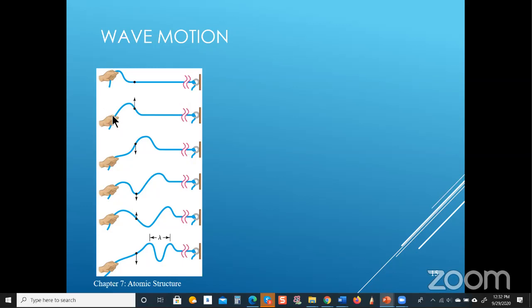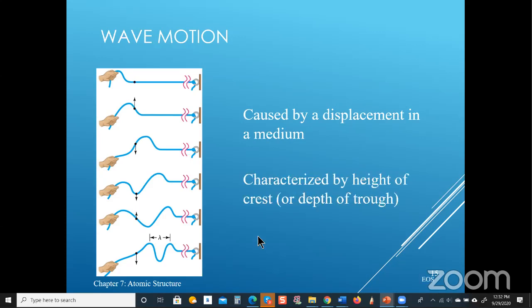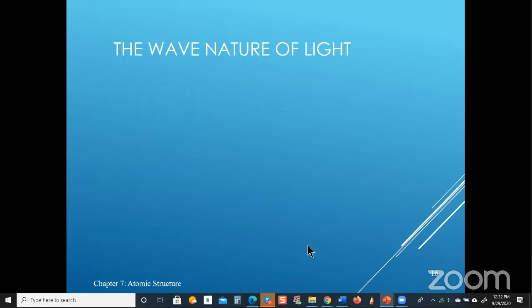Of course, as the wave moves down the rope, the particles of the rope remain basically stationary, excepting in an up and down motion. So if you concentrate on one point of the rope, initially it will go up, as you can see here, and then it's going to go down, and then up and then down, as long as you continue to move the rope up and down in order to make the waveform, all right? So the wave motion is caused by displacement in a medium and can be characterized by the height of the crest or the depth of the trough, all right?